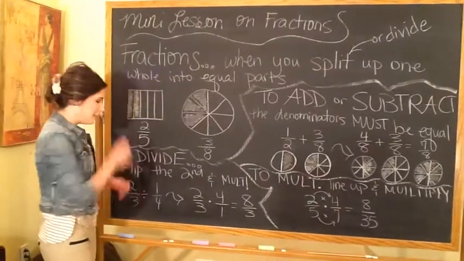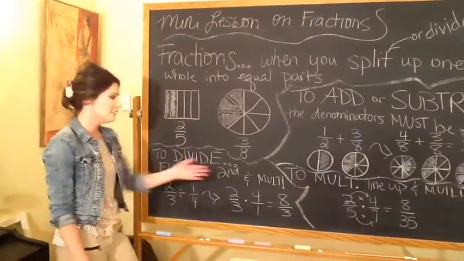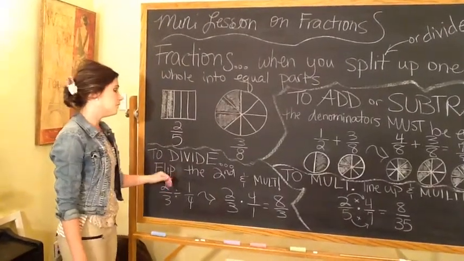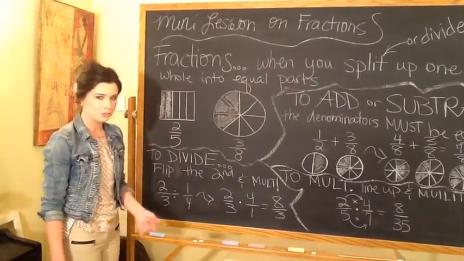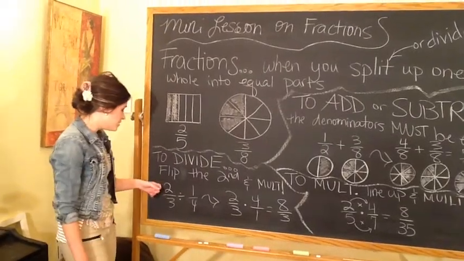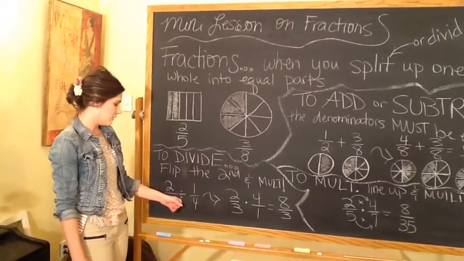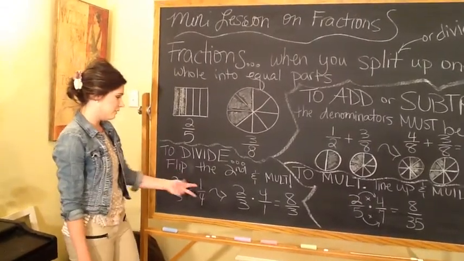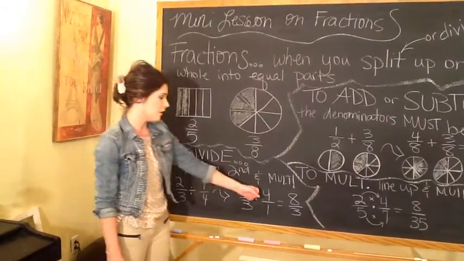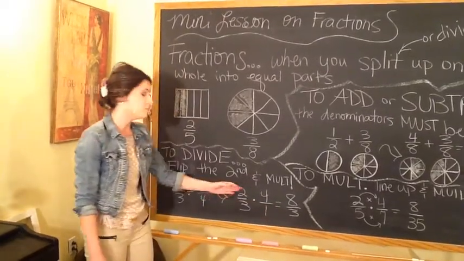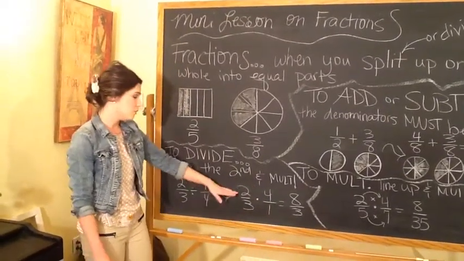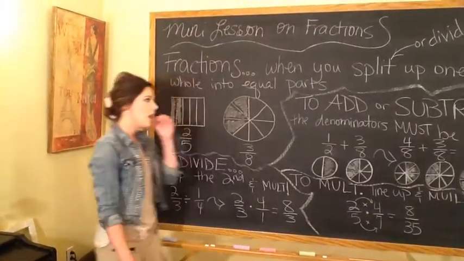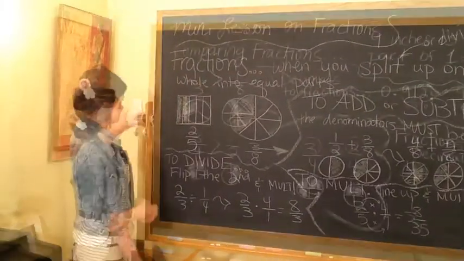Okay, division, it looks all complex at first, but really it's the same as multiplication once you tweak some things. So to divide, you need to flip the second fraction and multiply. So if we are doing 2/3 divided by 1/4, we need to flip this second fraction. So instead of having 1/4, we'd have 4 over 1, and you just multiply across now. So then you would multiply 2 times 4 to get 8, and 3 times 1 to get 3. Alright, let's go ahead and look at a few more examples.